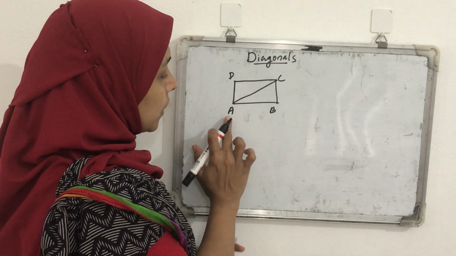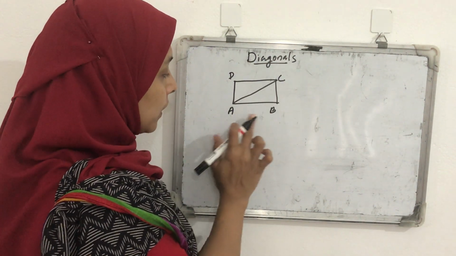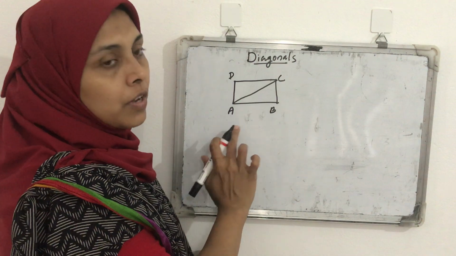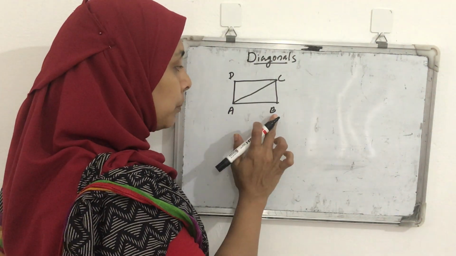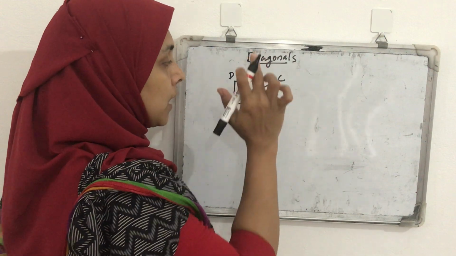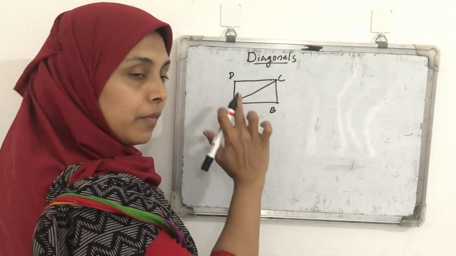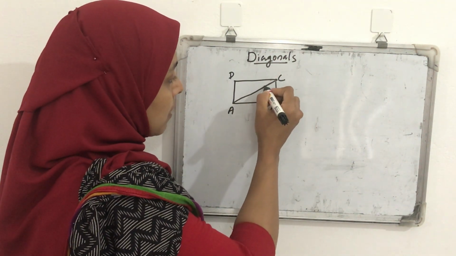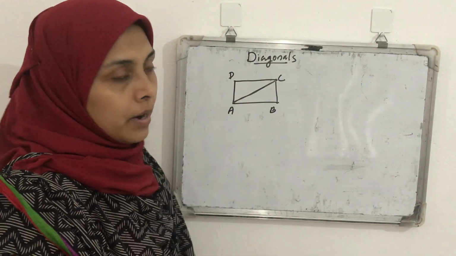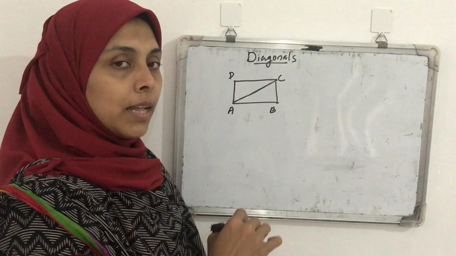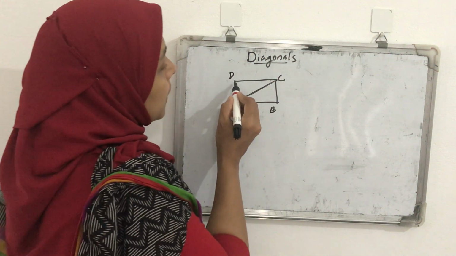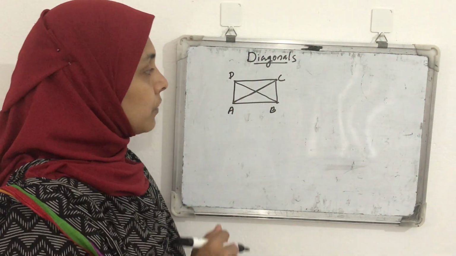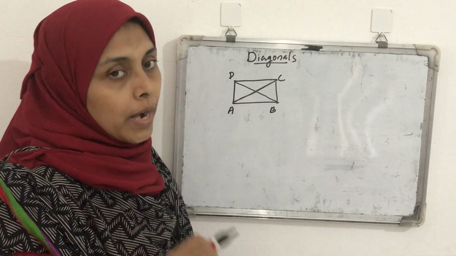the consecutive vertex of A is B. Another consecutive vertex of A is D. But C is not a consecutive vertex of A. After B only comes C: A, B, C. So, a line segment drawn from one vertex to a non-consecutive vertex is called a diagonal of that polygon. Just like that, we can draw one more diagonal in this rectangle, that will be BD, the line segment BD or DB. So, for a rectangle, there will be two diagonals.